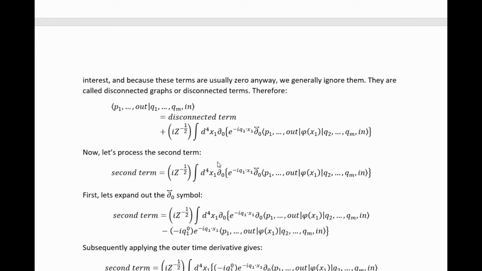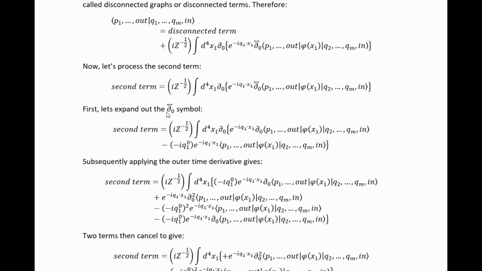Now let's process the second term. First, let's write out what we mean by this time derivative with the double arrow on it. It's basically like the product rule except with a minus sign instead of a plus sign. Then we can apply this outer time derivative with the normal product rule, and that gives us this. This term and that term cancel, which results in this.